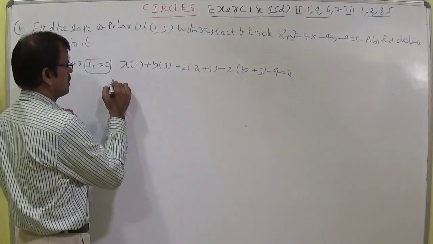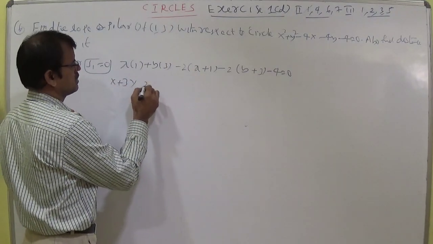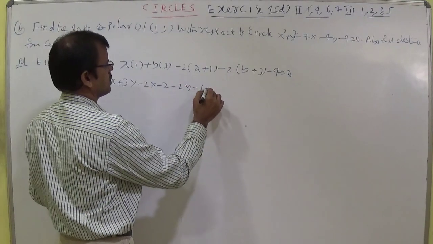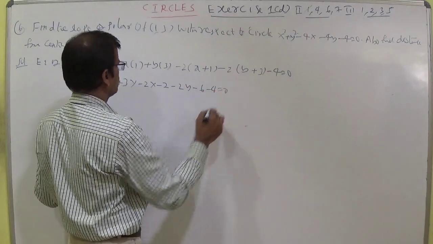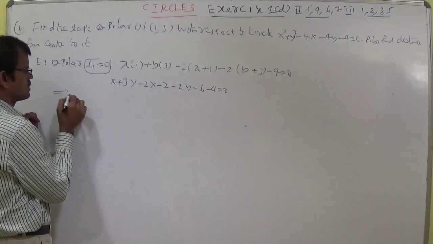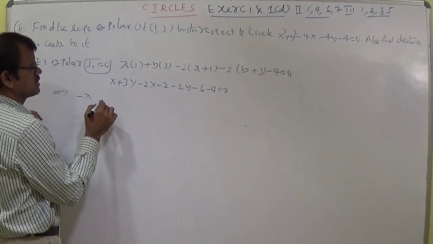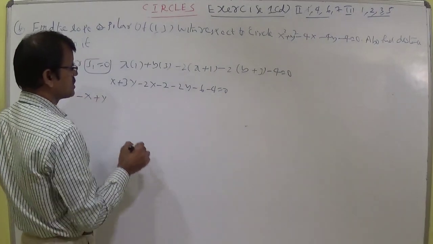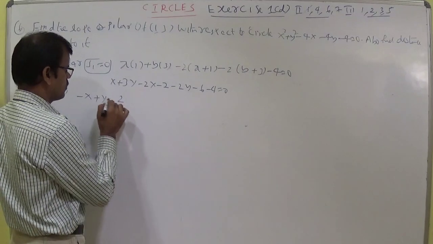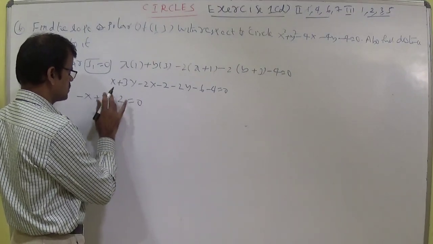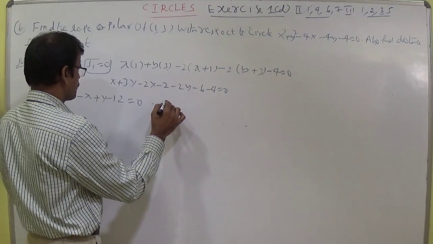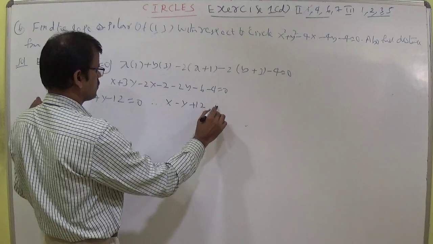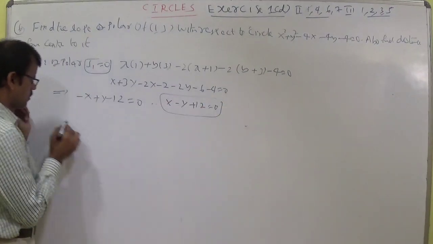Now you can write here as x plus 3y minus 2x minus 2 minus 2y minus 6 minus 4 equal to 0. That implies x minus 2x is minus x, and this is y. Minus x plus y minus 2, 6, 8, 12 equal to 0. So x minus y plus 12 equal to 0 is the polar equation.